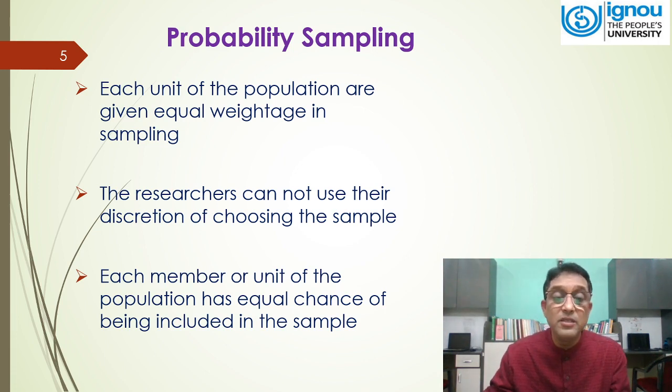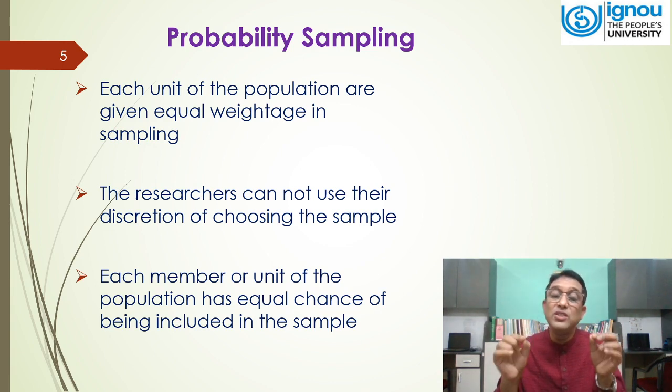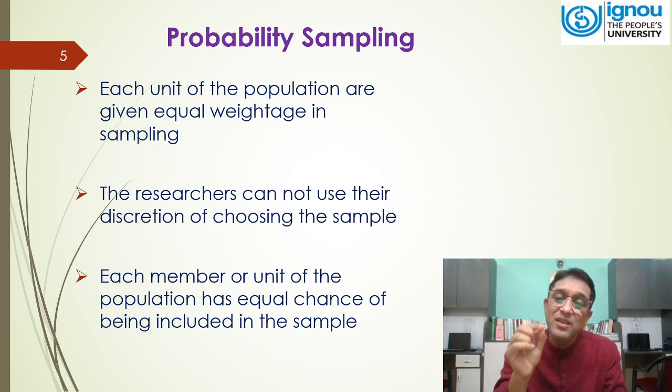Then we can say that this is a probability sampling method. Further, the researcher cannot use their discretion in choosing or selecting the sample. So friends, many a time you will find that researchers use their own discretion, their own judgment; purposefully, incidentally, judgmentally, they select a sample. But this is not possible in the case of probability sampling. Here there is no scope for selecting a particular unit or a single unit of the population for the sample by using the researcher's own discretion.